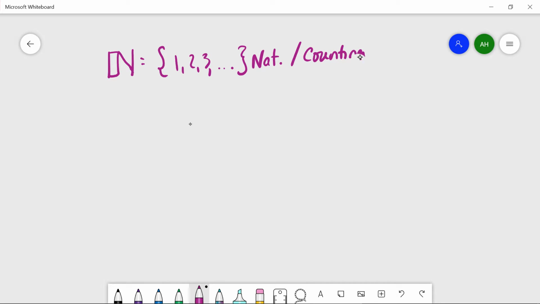All right, my next symbol is just going to be a W. That's nice and easy. This is going to be 0, 1, 2, 3, and so forth. These are going to be our whole numbers.